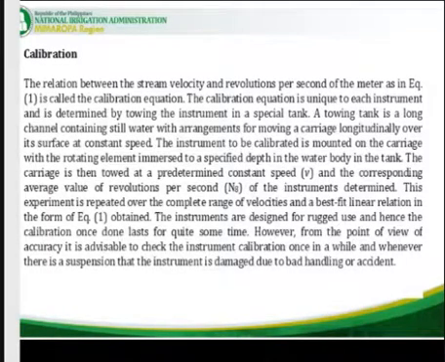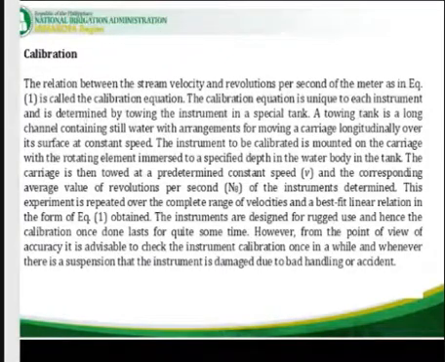Calibration. The relation between the stream velocity and revolutions per second of the meter as in equation 1 is called the calibration equation. The calibration equation is unique to each instrument and is determined by towing the instrument in a special tank. A towing tank is a long channel containing still water with arrangements for moving a carriage longitudinally over its surface at constant speed. The instrument to be calibrated is mounted on the carriage with the rotating element immersed to a specified depth in the water body in the tank.